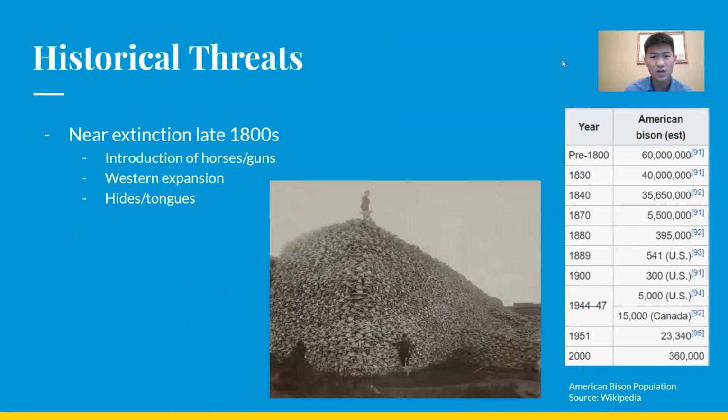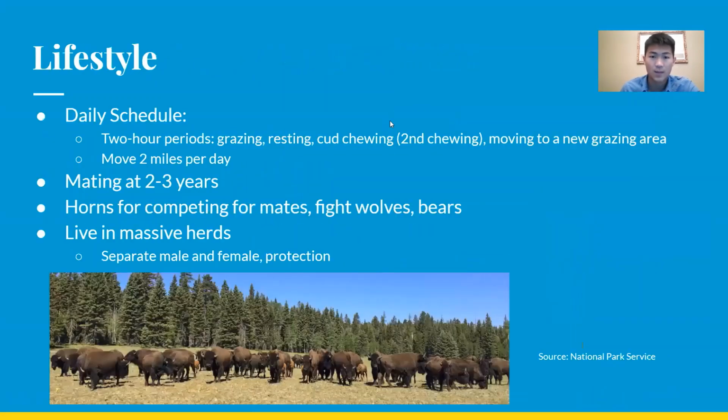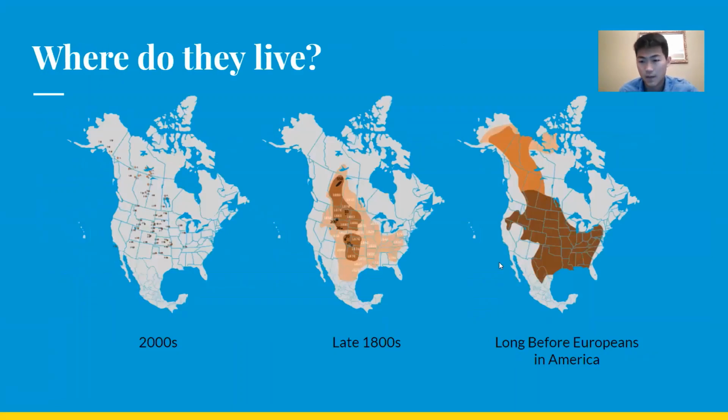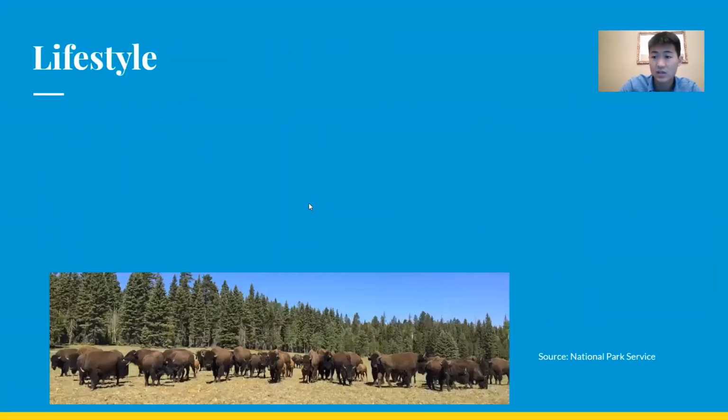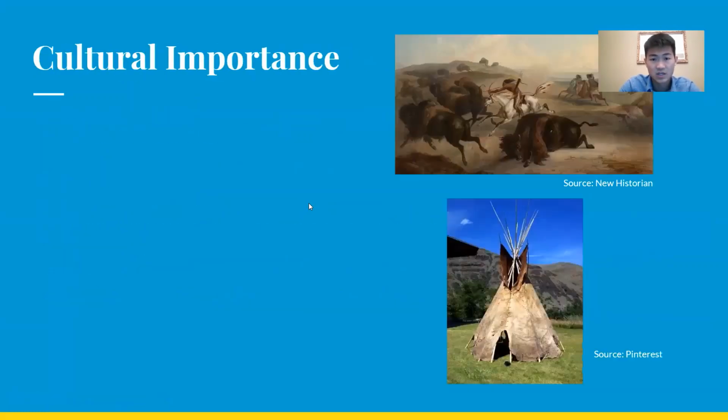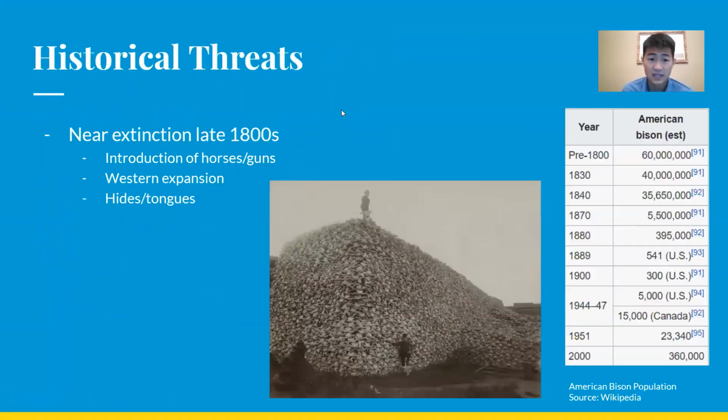Okay, so let's talk about some historical threats, which we already touched on a little bit. If you remember the picture I showed a while ago, from this diagram to this diagram, in the late 1800s, the grazing area of buffalo severely decreased. And this was because in the late 1800s, bison almost went extinct because of the many settlers and European Americans from the East who were moving westward.